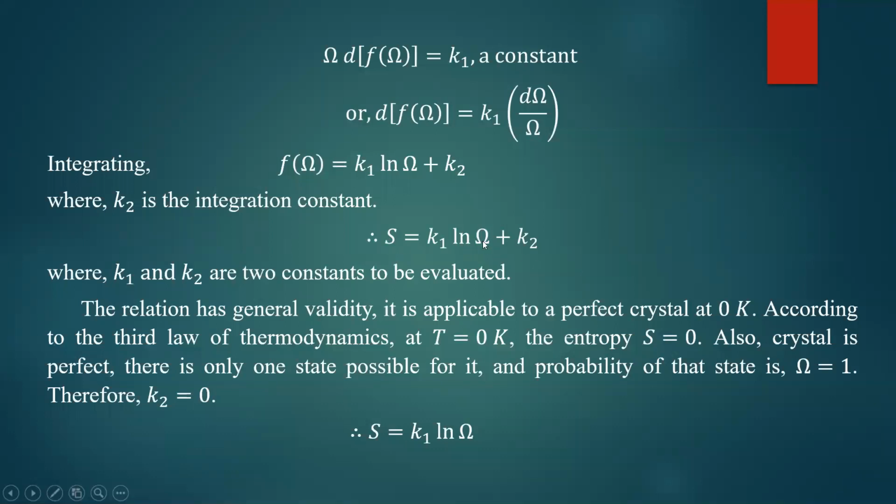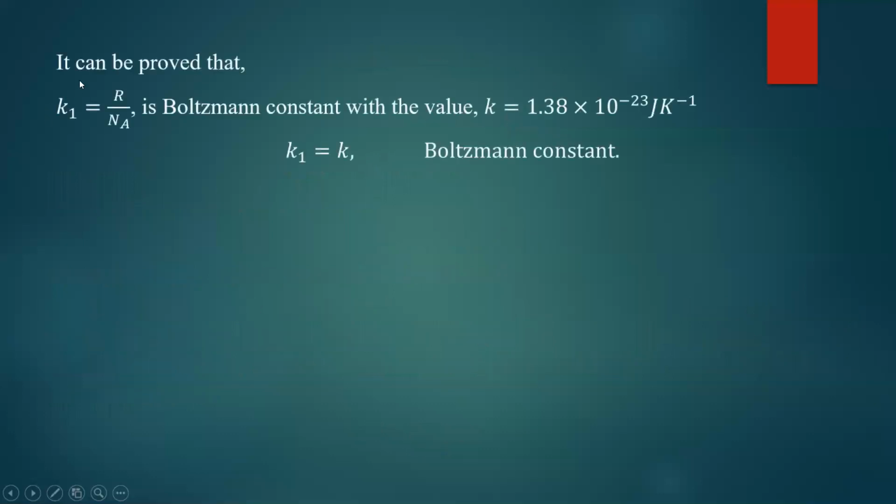What is ln of 1? Ln of 1 is 0. Therefore, S is 0, the second term is 0, so k2 must be equal to 0. Therefore, you will get the entropy S is equal to k1 into ln omega. And finally, we have to find what is the value of k1. Let us do that. It can be proved that k1 is equal to R by Na.